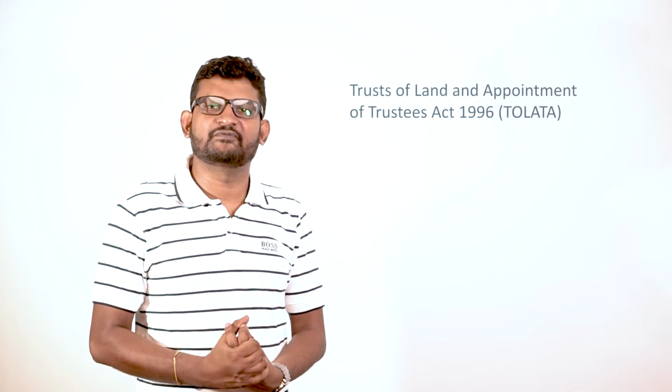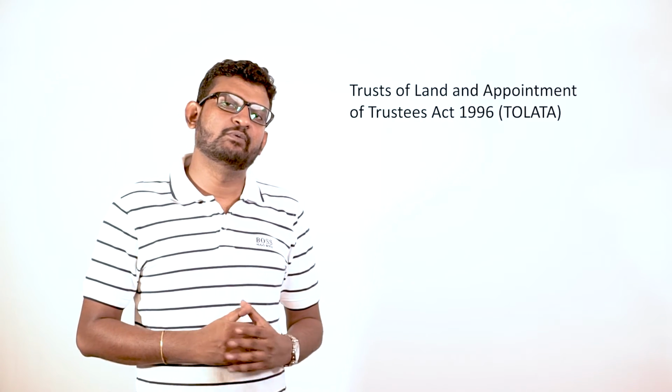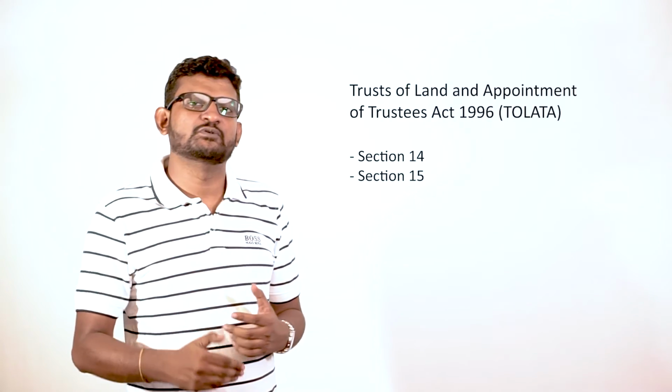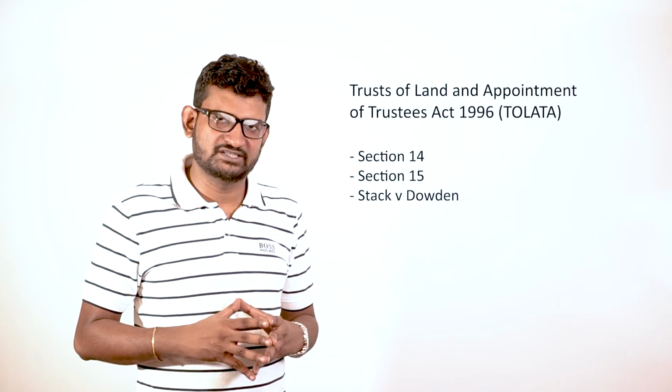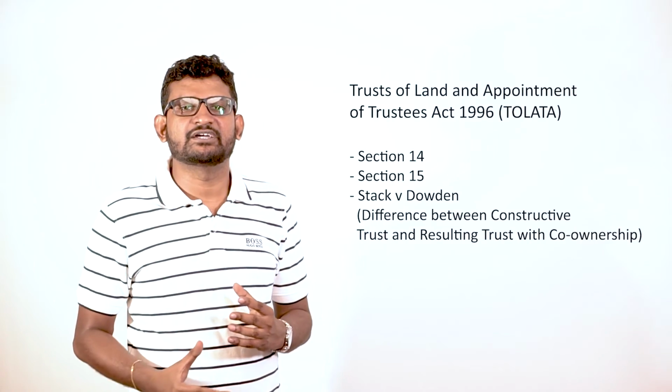Finally, you need to understand that all land in terms of co-ownership in the UK is a trust of land thanks to TOLATA 1996. Furthermore, you need to understand the TOLATA provisions, sections 14 and 15, when it comes to sale. Then finally, we need to study the case of Stack v Dowden to understand the differentiation between resulting trust and constructive trust with co-ownership. So this is your syllabus, fairly straightforward. Be very structured about your answers.